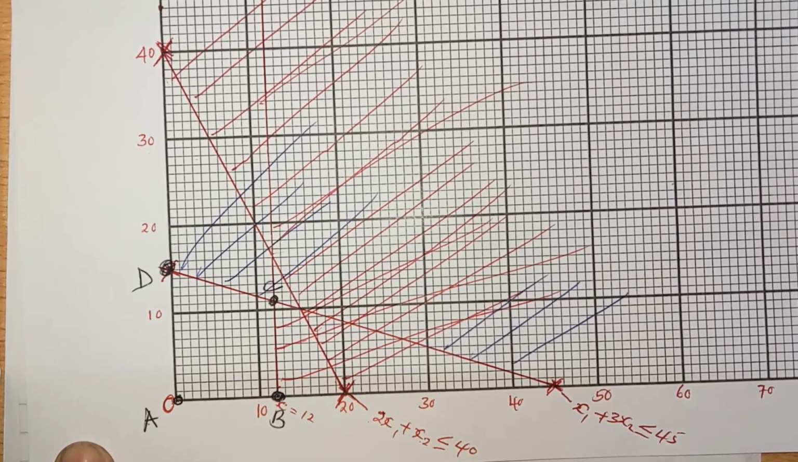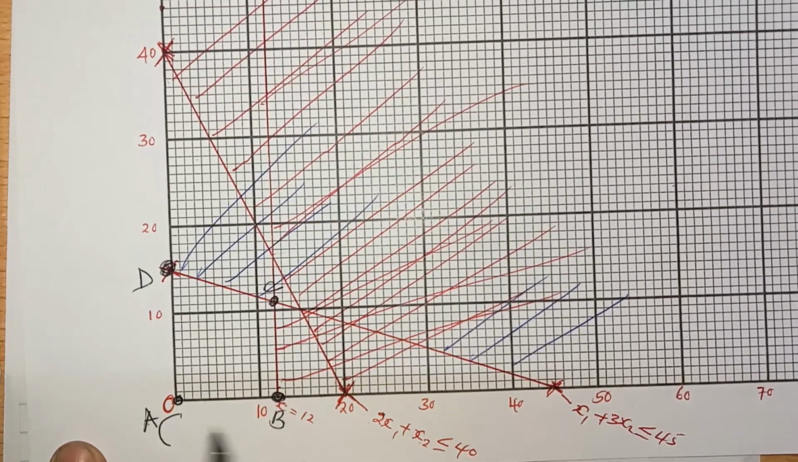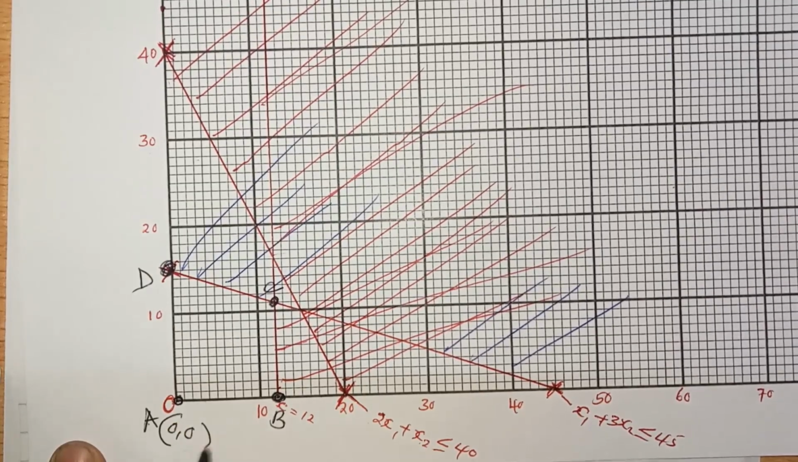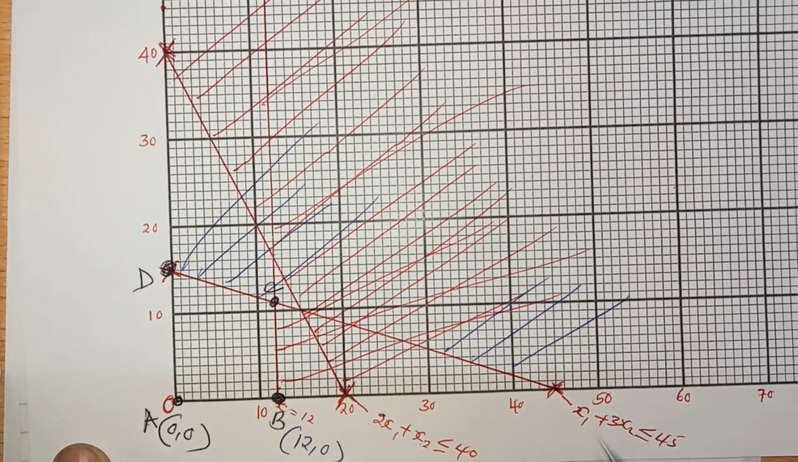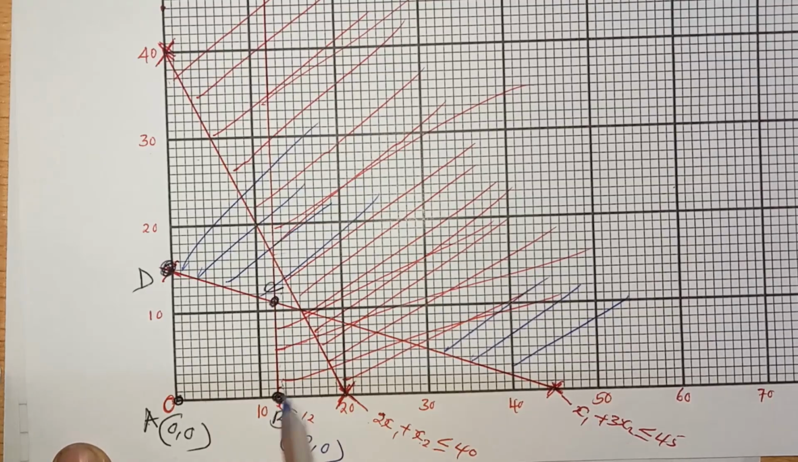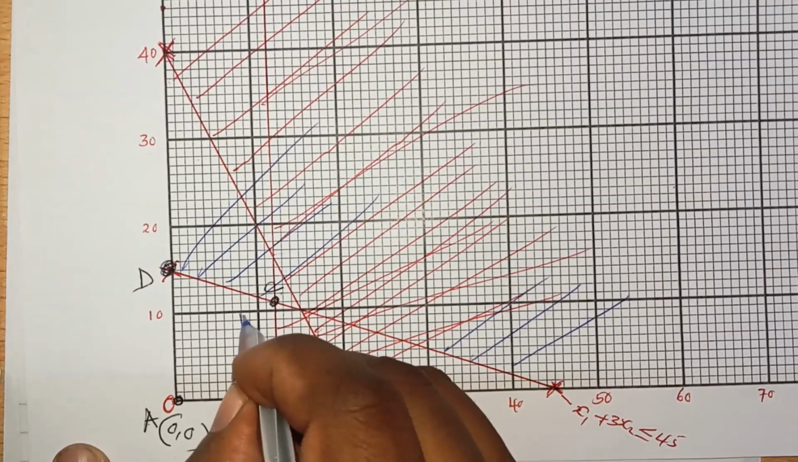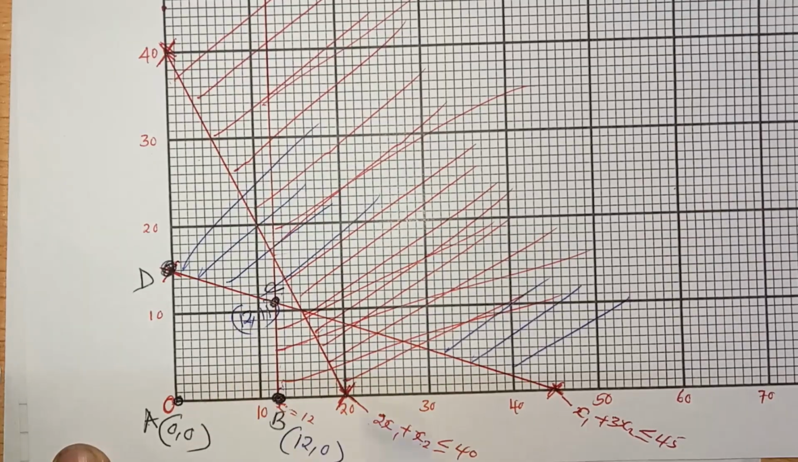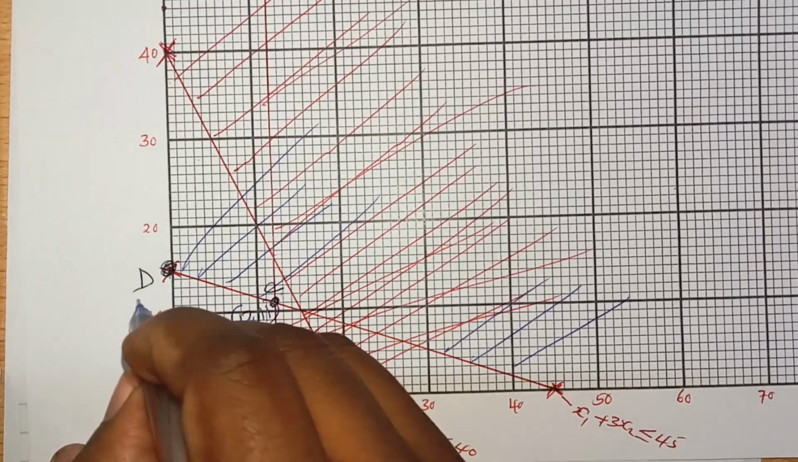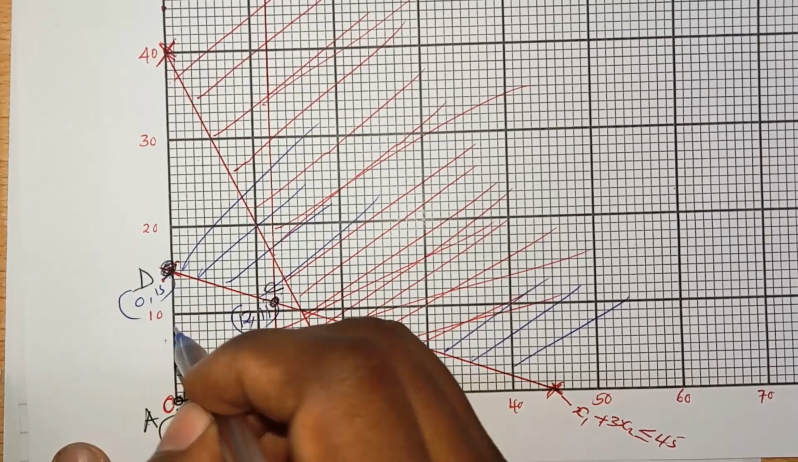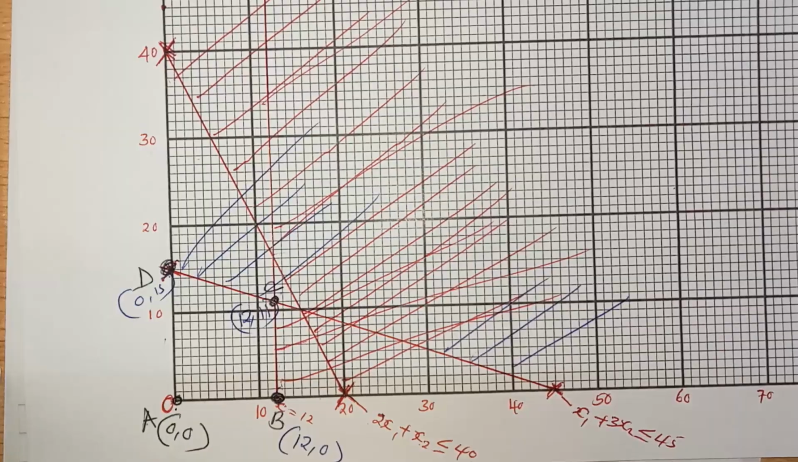Now, we need to pick the coordinates of the corner points and substitute them into the objective function. The coordinates for point A are 0, 0. The coordinates for point B are 12, 0. The coordinates for point C are 12, 11. And the coordinates for point D are 0, 15.